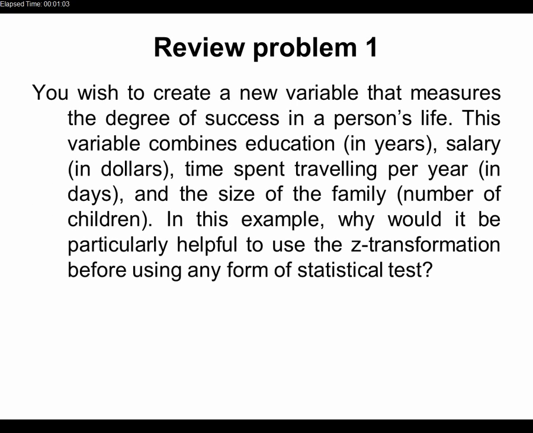Okay, so let's do review problem 1. In review problem 1, we want to create a new variable that measures the degree of success in a person's life. A lot of things make up success. So the variable combines education, number of years of education, how much money you're making in dollars, the time spent traveling per year in days, and the size of the family, number of children. All these things are possible measures of success. But how do we measure them? They're different.